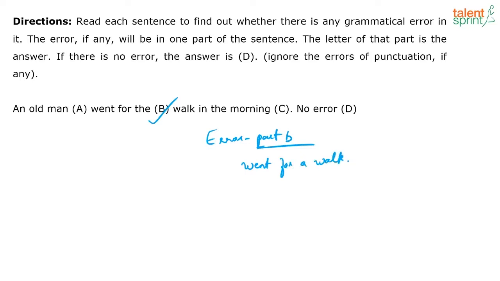All I need to do is: an old man went for a walk in the morning, not goes, right? I don't have to change go and went in terms of present and past tense. It really doesn't matter. Grammatically, it's just a sentence in the past tense. He went for a walk. That's fine. But the error is in part B. You need to replace the with a. He went for a walk.